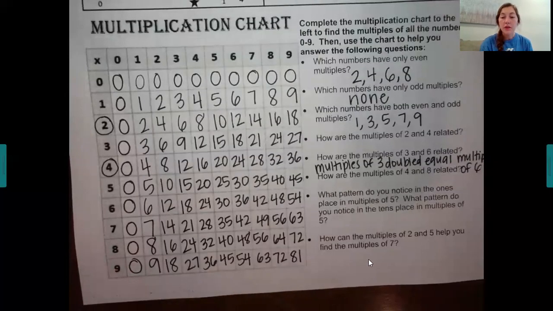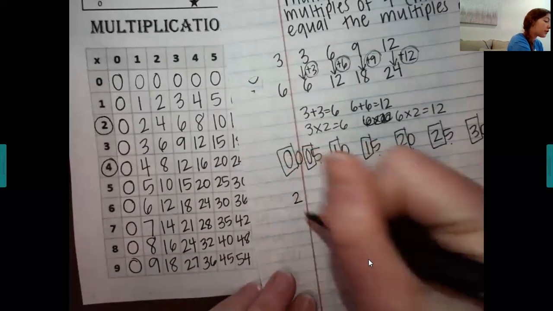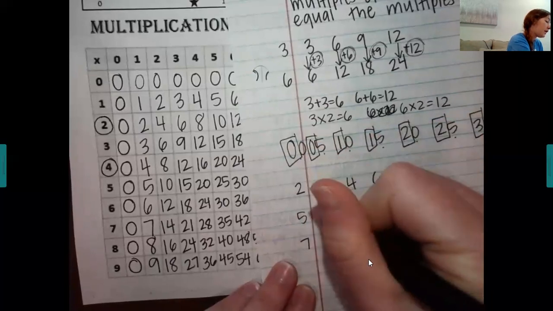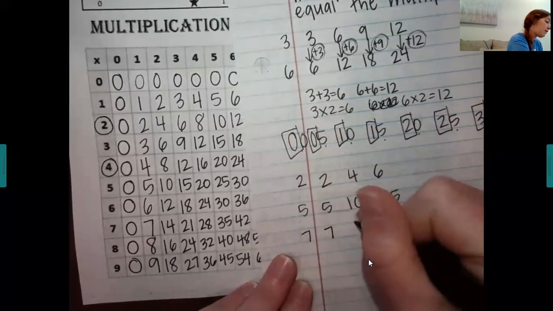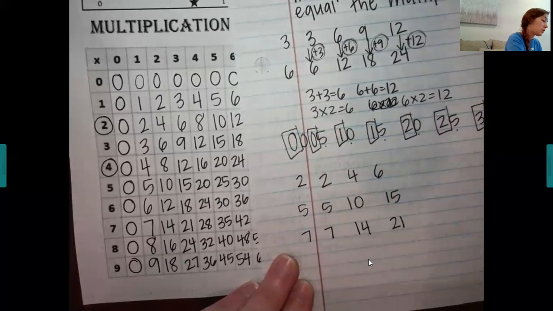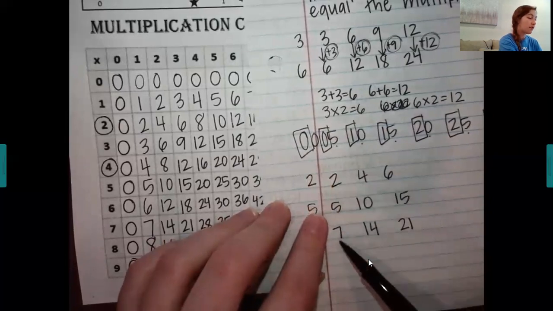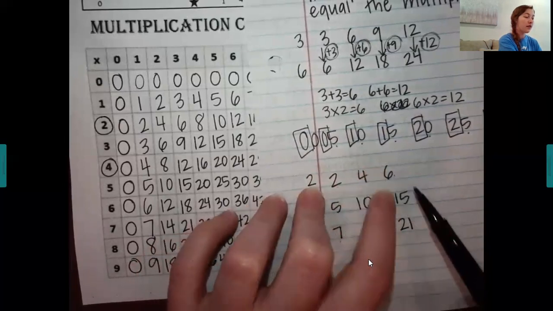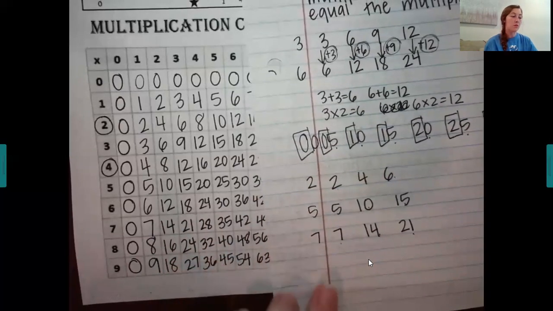And then for how can the multiples of 2 and 5 help you find the multiples of 7? Well, I would want to write out the multiples of 2, the multiples of 5, and the multiples of 7. So 2, 4, 6, and then 5, 10, 15, and then 7, 14, 21. So I see this pattern emerging. How do I get from 2 and 5 to 7? Well, 2 plus 5 equals 7. 4 plus 10 equals 14. 6 plus 15 equals 21. So the multiples of 2 plus the multiples of 5 are getting me the multiples of 7.